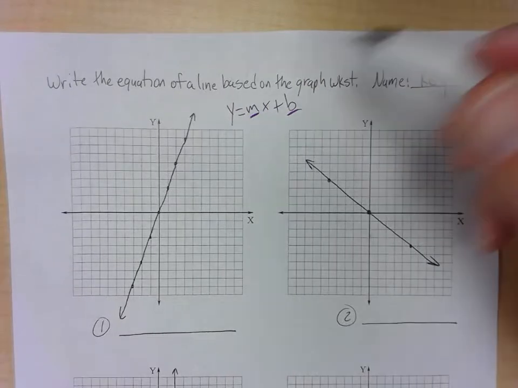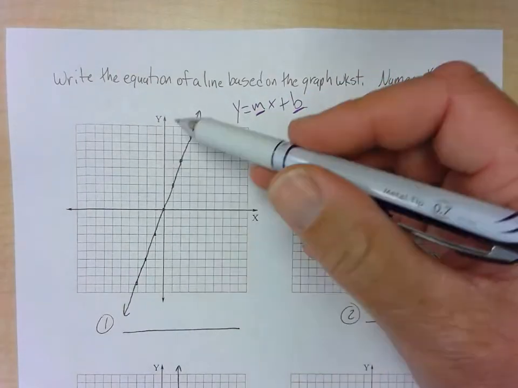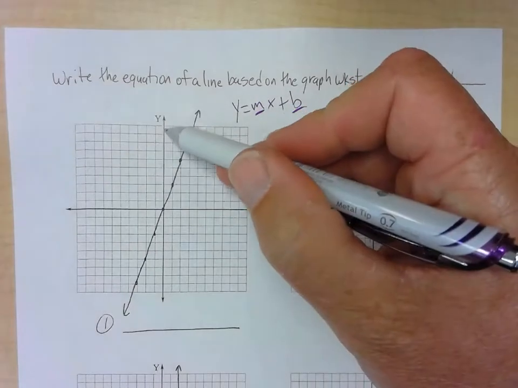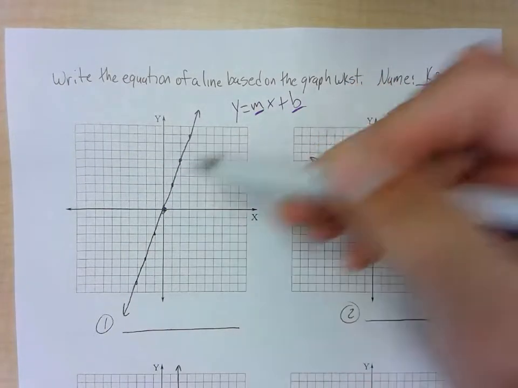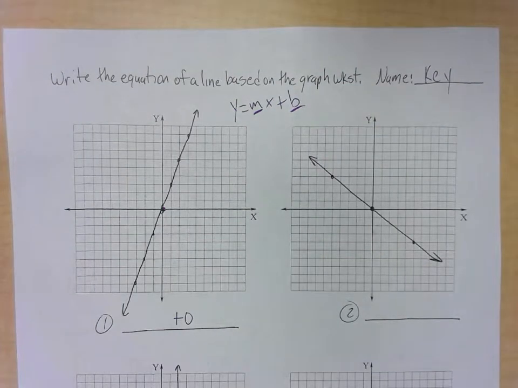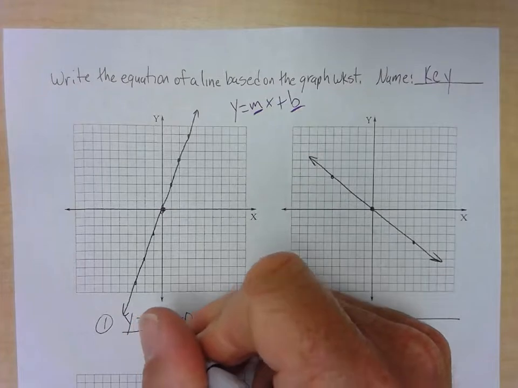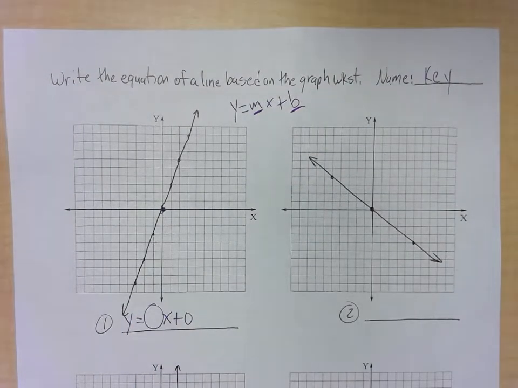So I look on the y-axis and I'm like, where does it cross the y-axis? And you might think, oh, it doesn't cross the y-axis, but it really does. It crosses right here, and that spot is when y is 0. So I can put b as 0. Y equals, and then I have an x, and then I have to fill that spot with the slope.